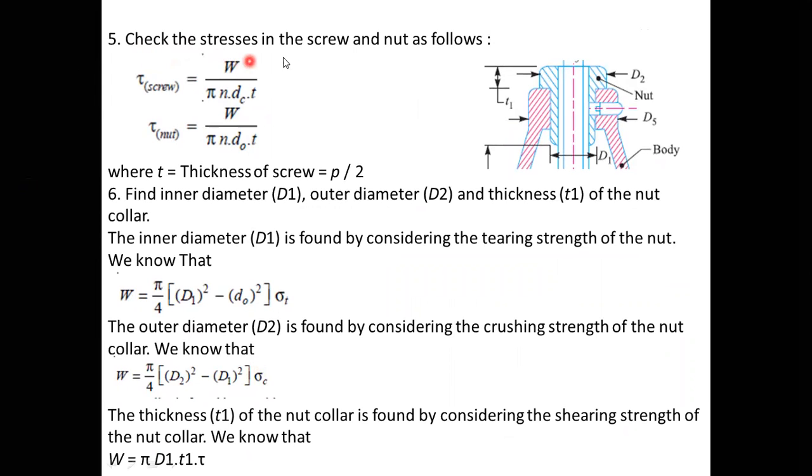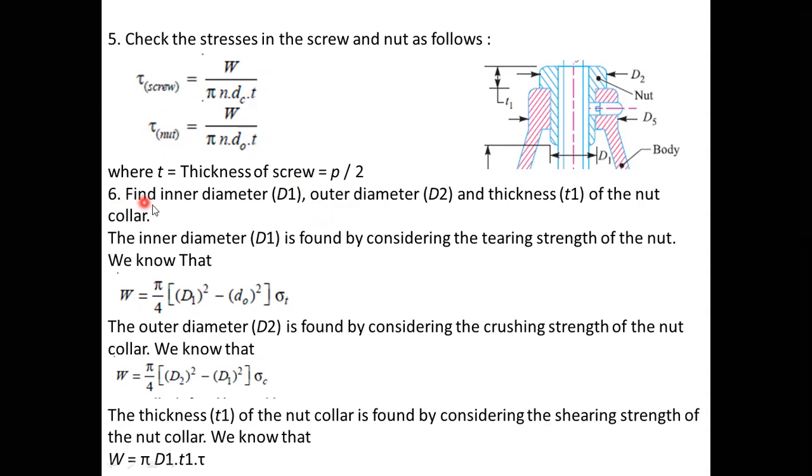Step 5 is check the stresses in the screw and nut as follows. Tau for the screw is given by W upon pi into n into dc into t. Here t is thickness of the screw and it is given by the formula p upon 2, where p is pitch of the thread. And tau induced for the nut is given by the formula W upon pi into n into do into t. Here dc and do are core diameter and nominal diameter of the screw.